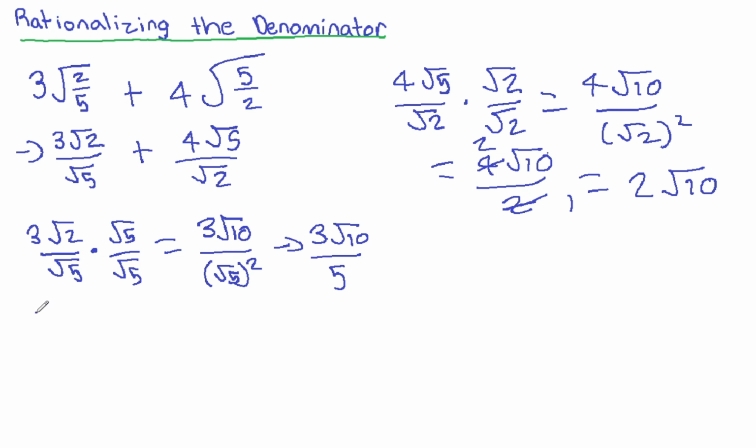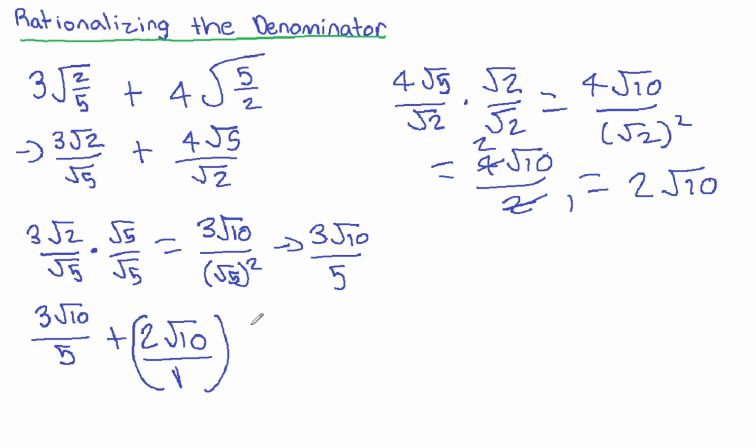You have 3 root 10 over 5 plus 2 root 10. So now what you're going to do is, 2 root 10 is basically 2 root 10, and the denominator is basically just 1. But you just don't write it, but it's basically 1. So you multiply this whole thing by 5, and you get 10 root 10 over 5.